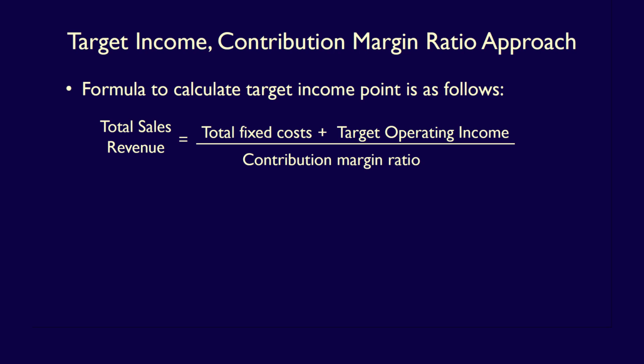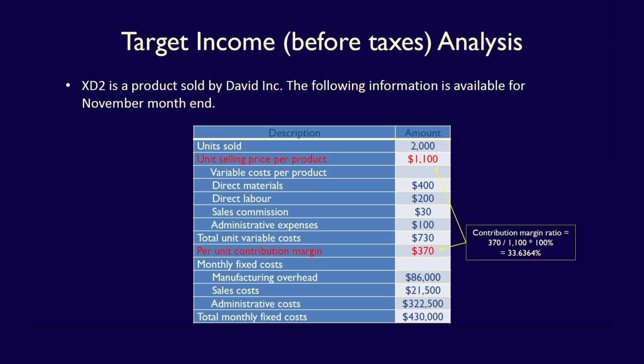The formula for this approach is as follows. Total sales revenue is equal to total fixed costs plus target operating income, all divided by the contribution margin ratio. In this case, notice that the denominator is the contribution margin ratio. Remember that we can calculate the contribution margin ratio using either per unit information or total information. We have the per unit information available, so we're going to use that to calculate the contribution margin ratio.